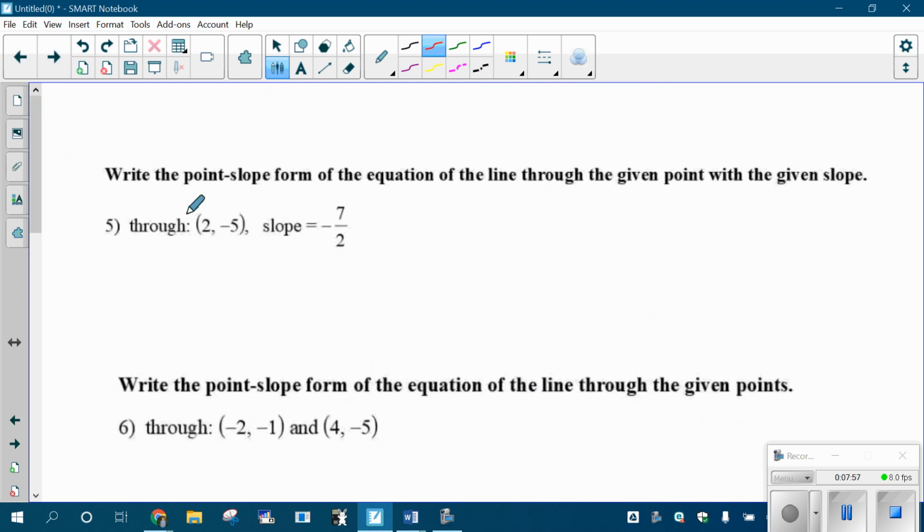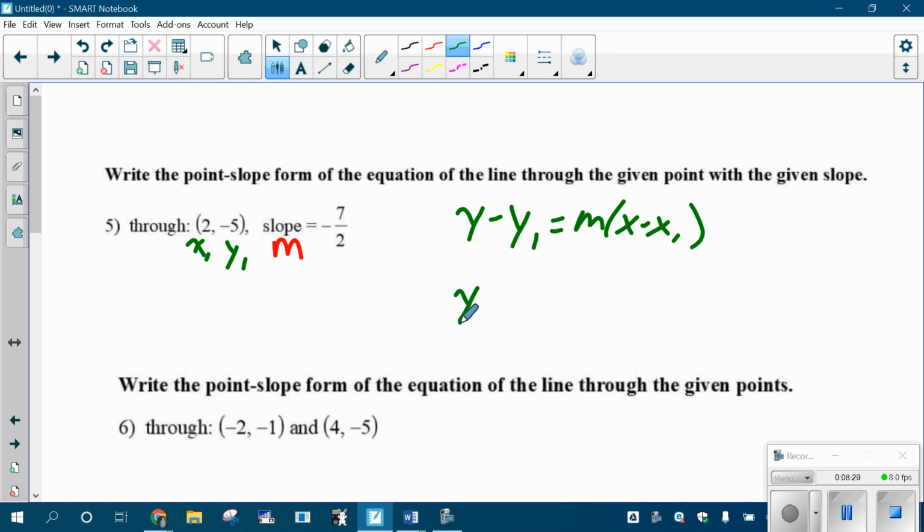Okay, let's do a couple problems with this. It says, write the point-slope form of the equation of the line through the given point with the given slope. Why would we use point-slope? Well, because we know a point and a slope. It's actually easier to use point-slope. They tell us the slope. Remember, slope's m. They tell us a point. We're going to call that x1 and y1. And then we're just going to take our point-slope form and plug in stuff.